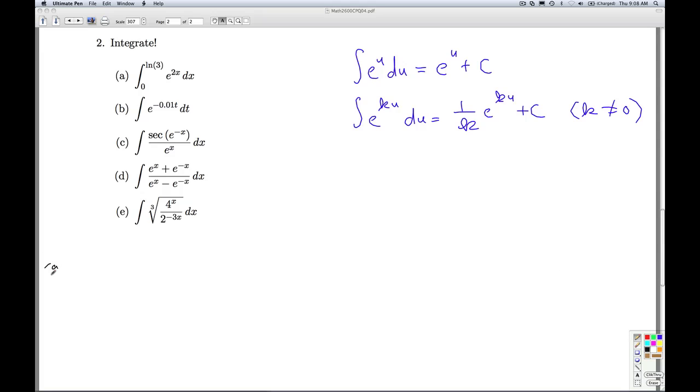So in part A, we've got the integral from 0 to natural log of 3 of e to the 2x dx. I'm going to hit this with the fundamental theorem of calculus. E to the 2x is continuous everywhere, so all I need to do to find this integral is to get an antiderivative, plug in the top limit, plug in the bottom limit, and subtract them. So using this formula, the integral of e to the 2x is 1/2 e to the 2x.